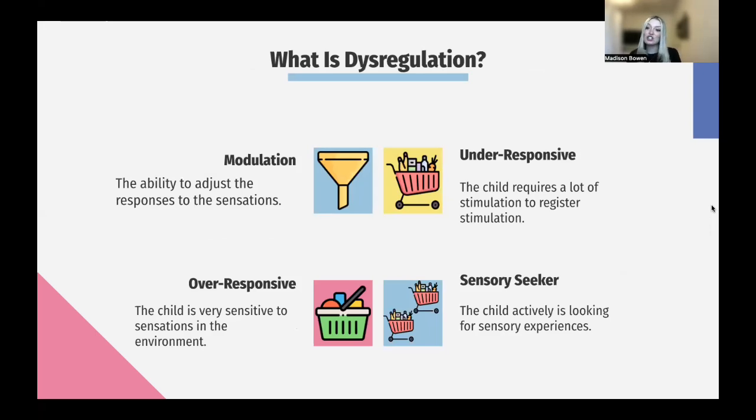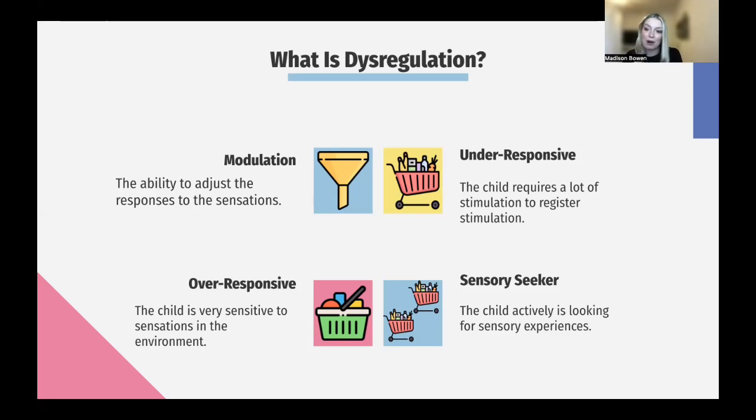So, again, let's dive into parts of regulation. So, within regulation, there's something called modulation, and this is the ability to adjust responses to sensations. So you can be over responsive, under responsive, or a sensory seeker. And this is all part of dysregulation. So when you're over responsive, it's being very sensitive to sensations in your environment. When you are under responsive, a child can require a lot of stimulation to register senses in their environment. And a sensory seeker is a child that's actively looking for sensory experiences.